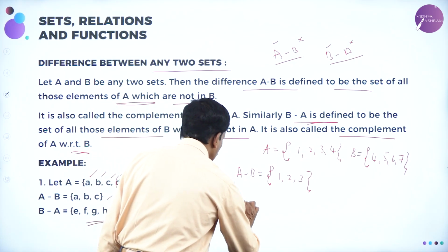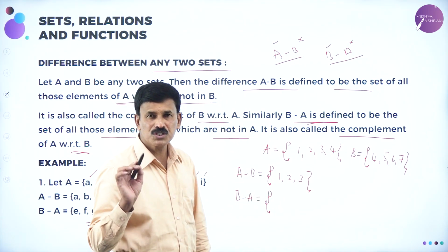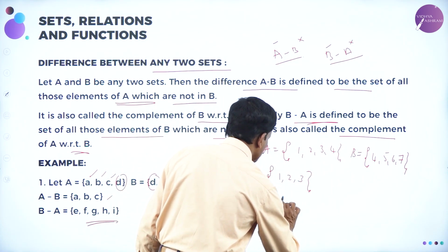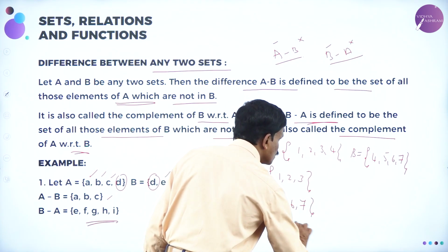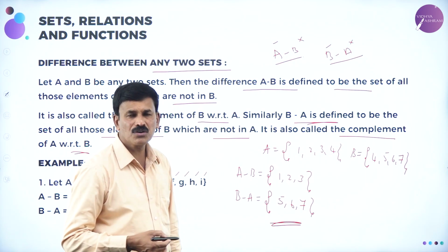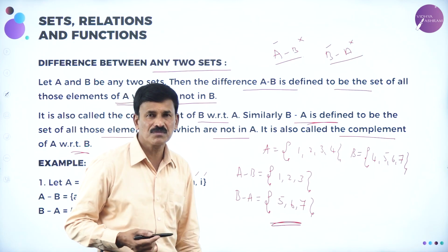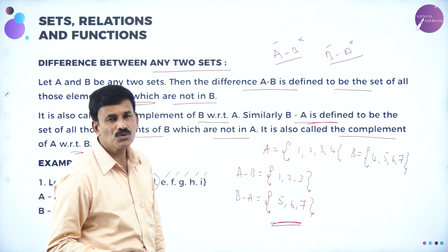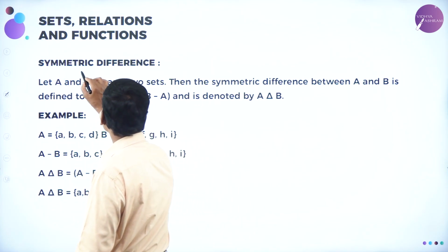Similarly, the difference between B and A, B minus A, means the set of all those elements which are in B but not in A. So here 4 is there, 5 is not in A, 6 is also not in A, 7 is also not in A. So therefore {5, 6, 7} is nothing but B minus A. This is how we are going to find A minus B and B minus A. That is called the difference of two sets, denoted as A minus B and B minus A. Hope you followed, right? Now let us come to the next, symmetric difference.